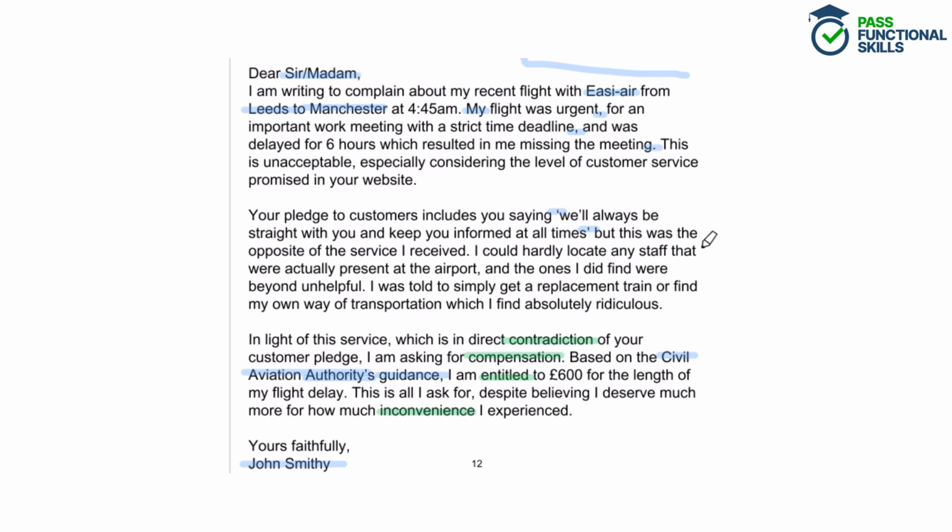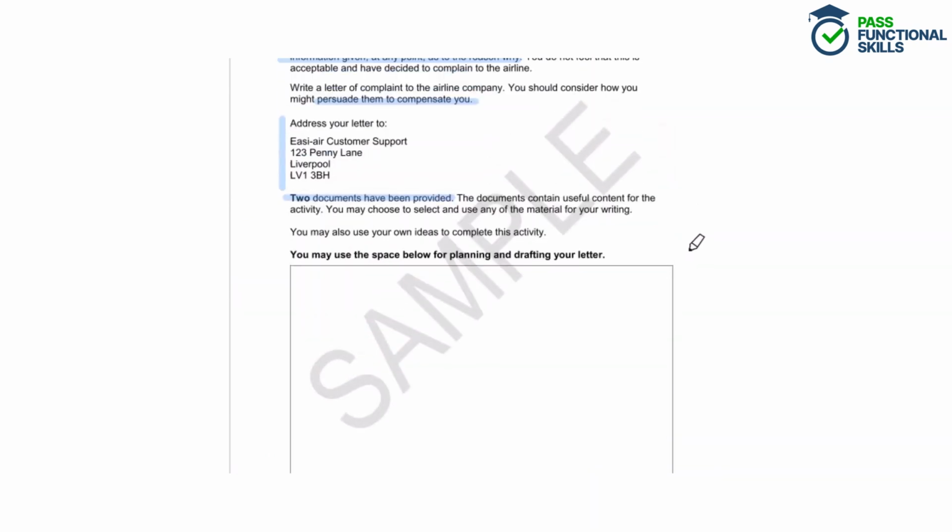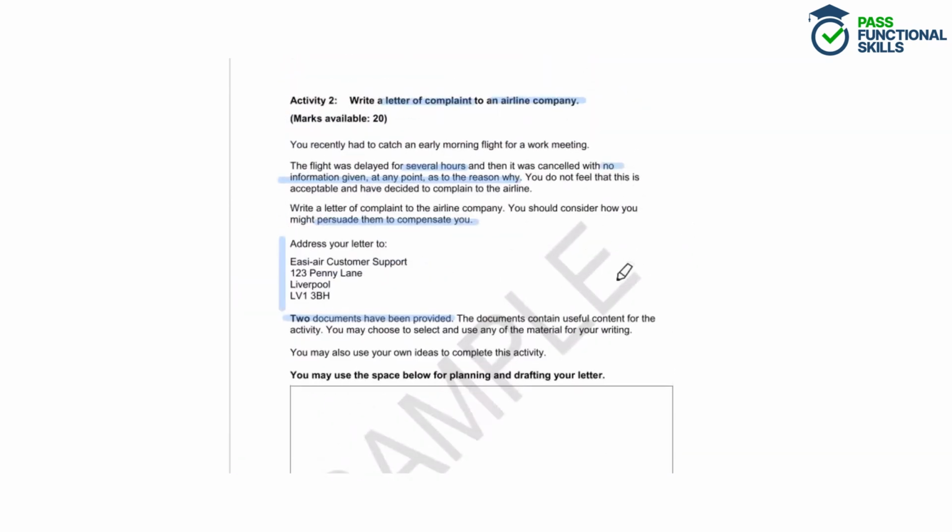In terms of detail, we need to consider the details that have been asked of us in the question. So we need to explain what has happened to our flight, because that's explained here. You need to complain to the airline, so you need to tell them what happened. And we also need to persuade them to compensate us.